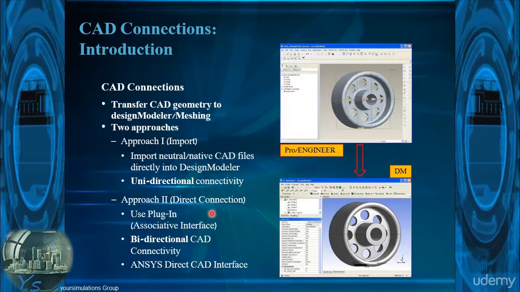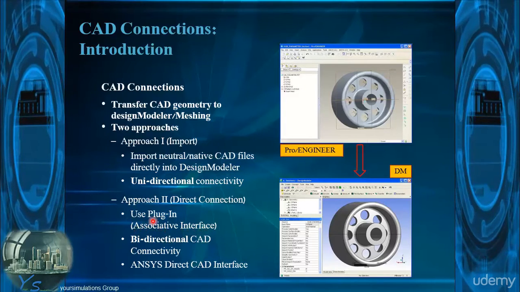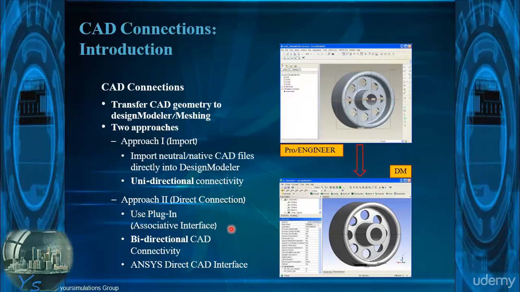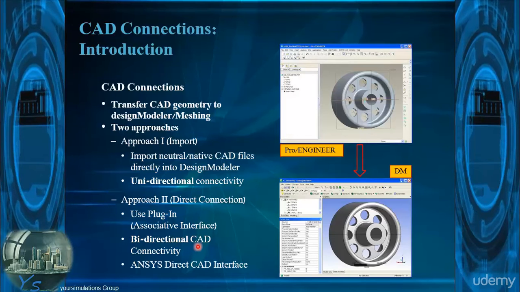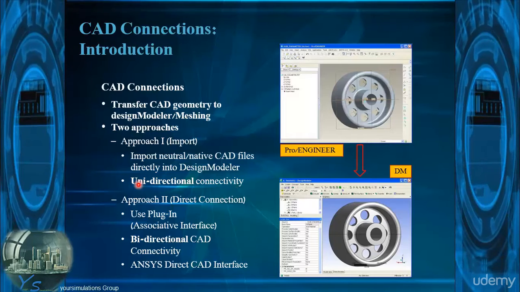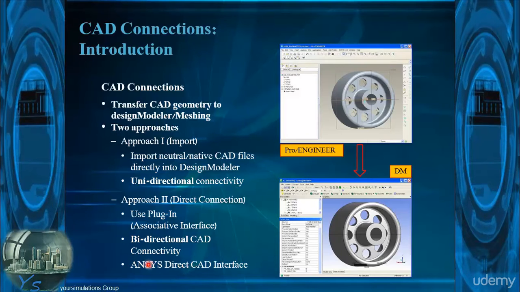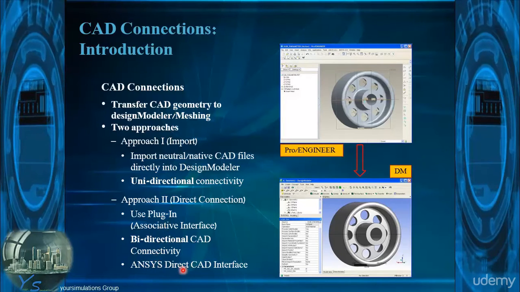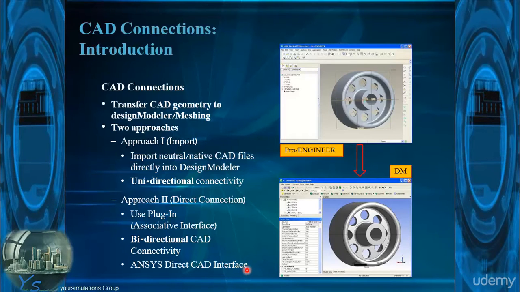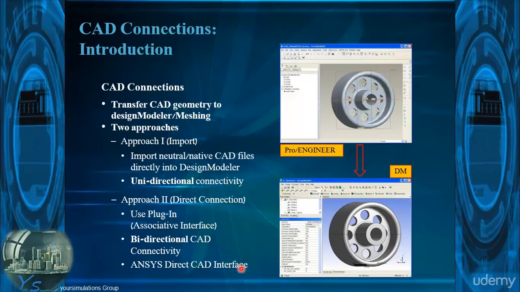And that's referred to as an associative interface and requires an additional plugin in order to maintain both of the geometries up to date. So in this sense, it's a bidirectional connectivity as opposed to the first approach, which is the one-way or unidirectional. And it's also important to point out that the second approach here, this ANSYS Direct, requires a CAD interface, an improved interface in order to allow the sharing of information between the two systems.